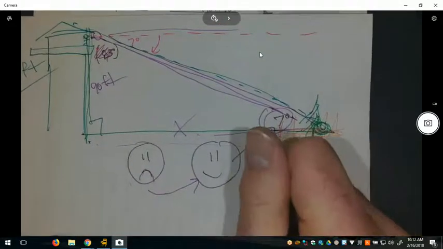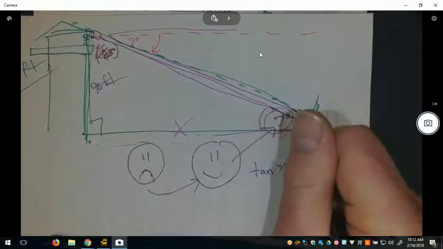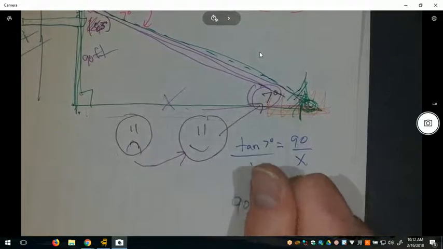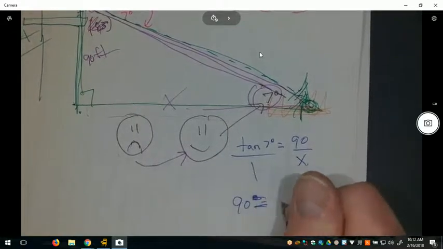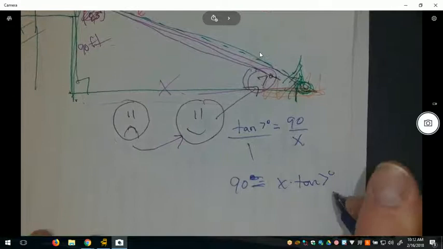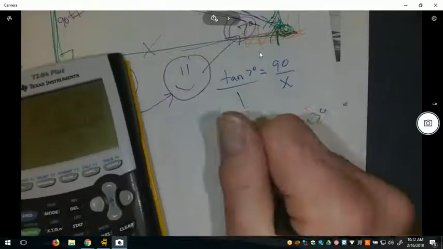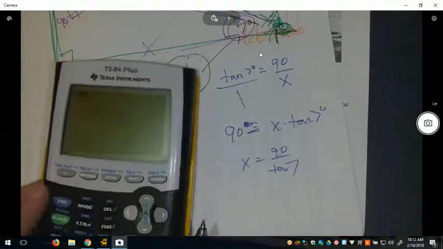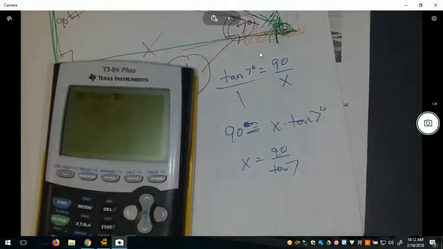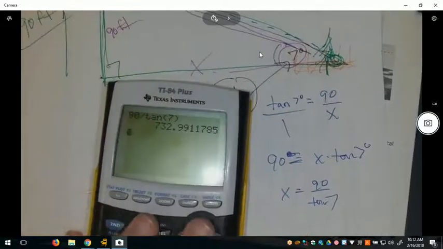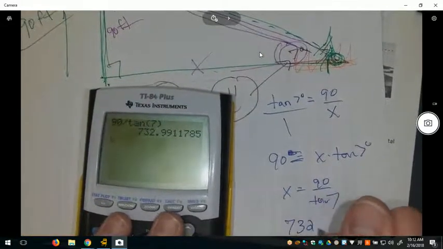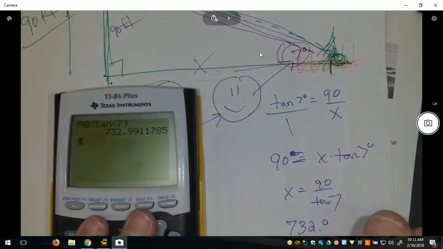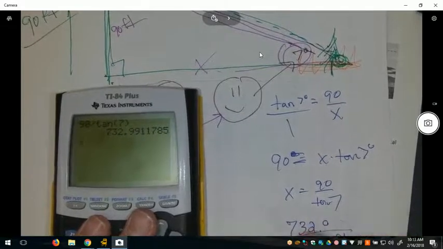If you did this correctly, you should have done tangent of 7 degrees equals 90 over x. Cross multiply, 90 equals x times tangent of 7 degrees. Divide to solve for x, 90 divided by tangent of 7 is 732.99. So if we're doing to the nearest foot, 733, roughly 733 feet away.